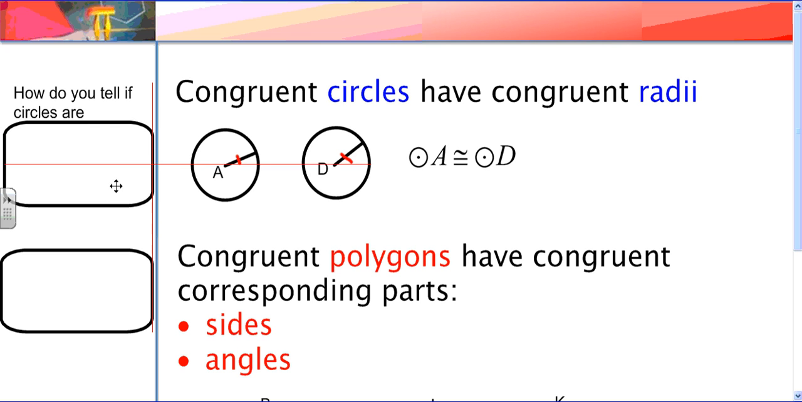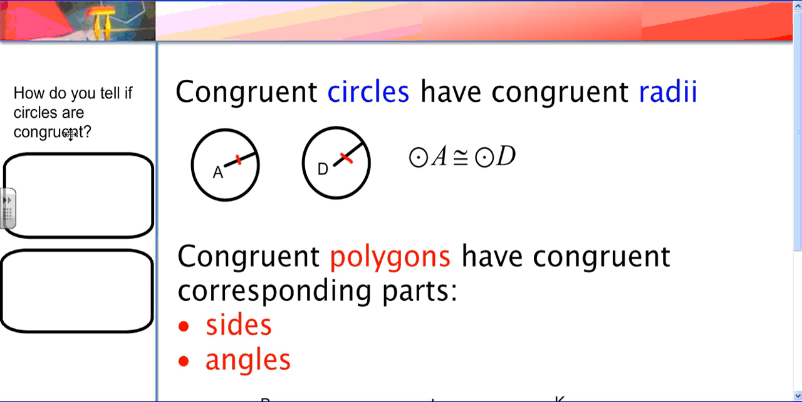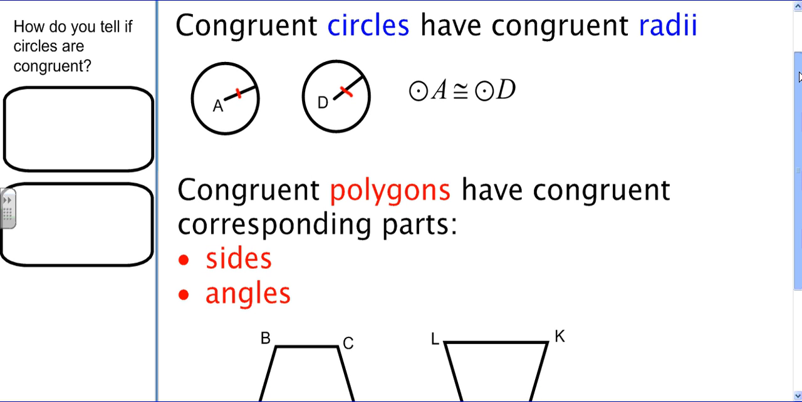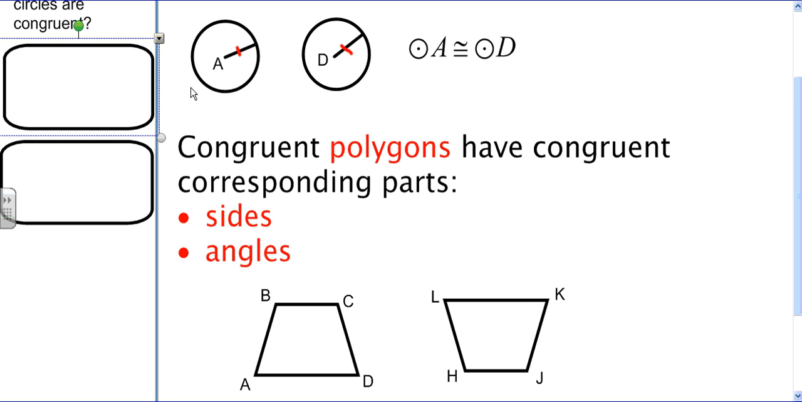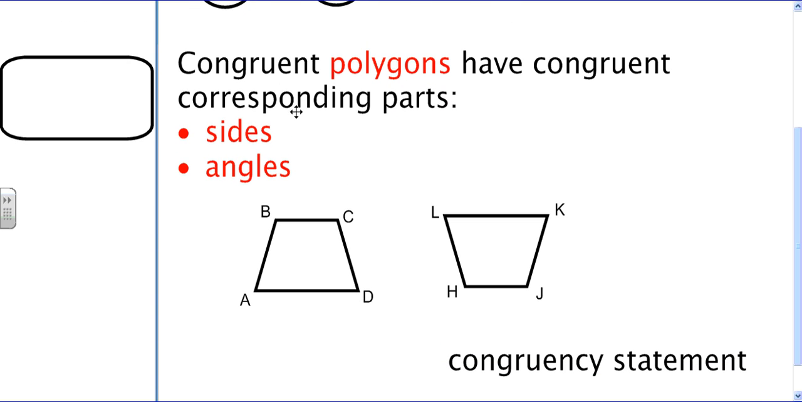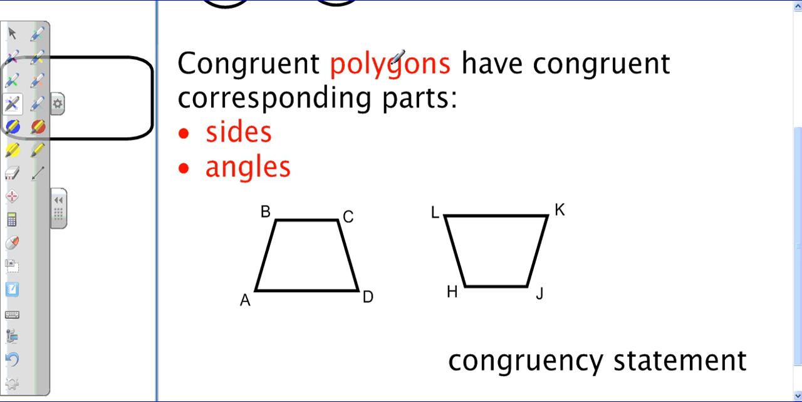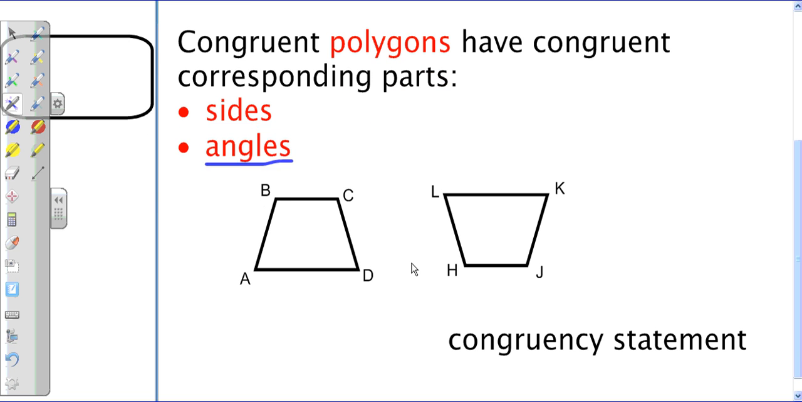Okay, so make sure you're filling in your left-hand column questions. How do you tell if circles are congruent? They have congruent radii. Well, what if we didn't have circles? What if we had an actual polygon? There's 2 specific things that we have to look for to tell if polygons are congruent. So 2 polygons are congruent if they have what we call congruent corresponding parts. Congruent corresponding parts. And the parts of a polygon are made up of their sides and their angles. So for example, if we look in this diagram down below, we have 2 trapezoids. They appear to be isosceles, but I'm not really sure.